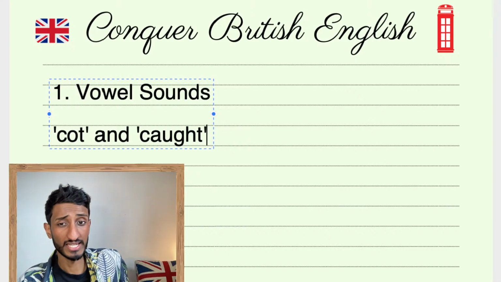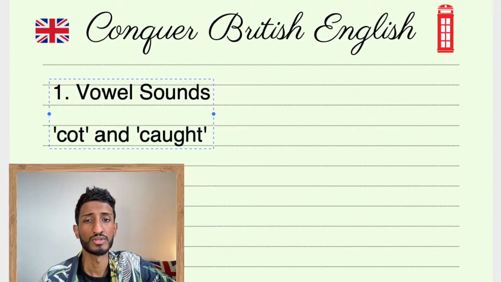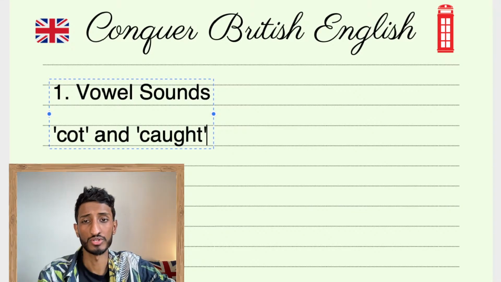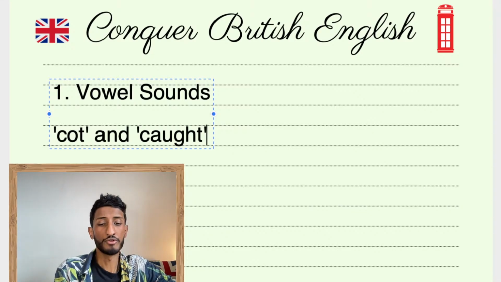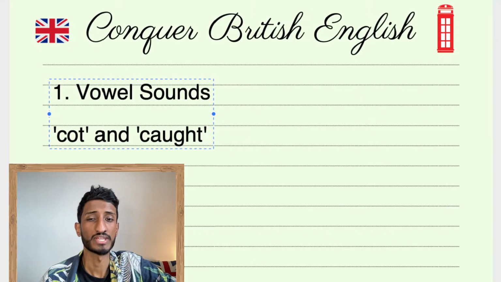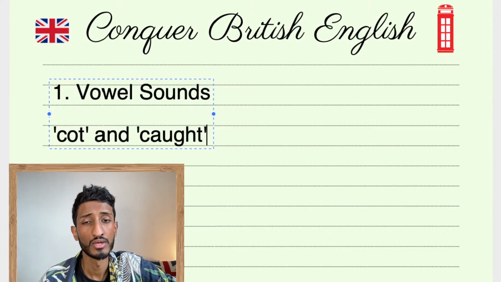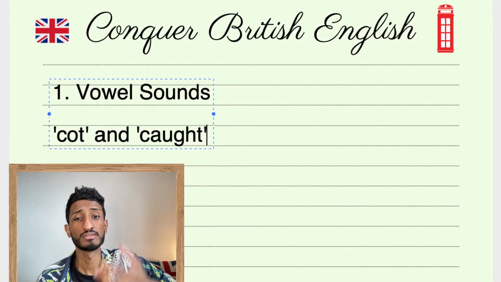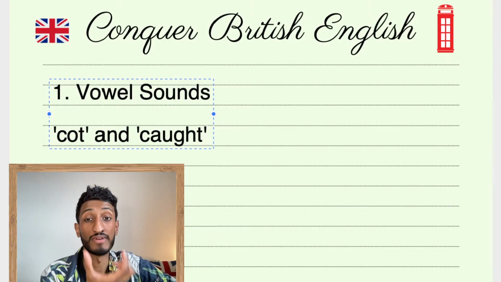Okay, so in the Indian accent, the first one is cut, but then the second one is also caught, right? So I caught the ball. So it sounds pretty similar. If you're finding that the pronunciation is similar when you're saying these two words, I want to explain the differences in the British accent. So the first one is cut, and the second one is caught. And so feel free to elongate the second vowel sound.